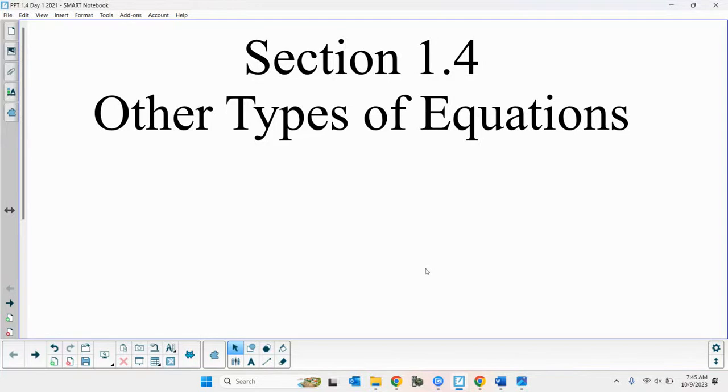All right, so this week we're going to start this section on other types of equations. We've done linear equations, and last week was quadratic. So this week we're going to do polynomial equations, rational equations, and radical equations.